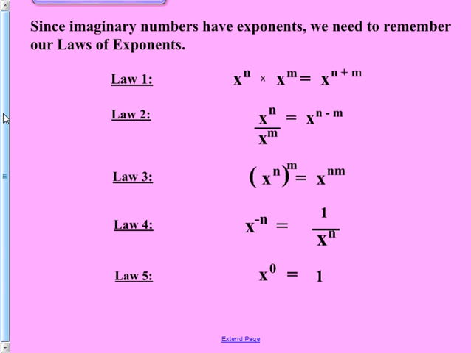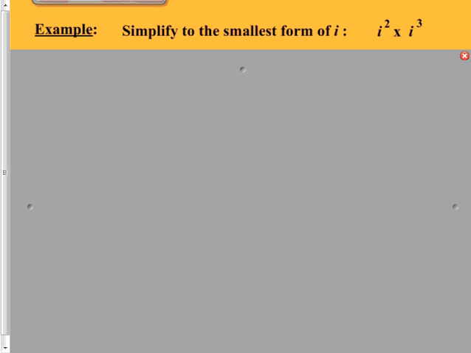And law 5 deals with the possibility that you might end up with something raised to the 0 power, and something to the 0 power is always 1. Press pause if you need more time. Okay, a couple of examples and then I'll leave you alone.